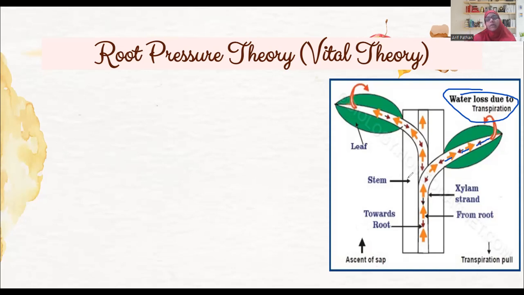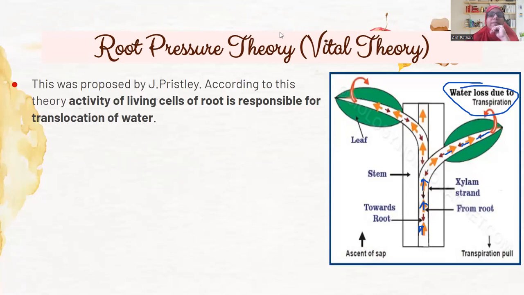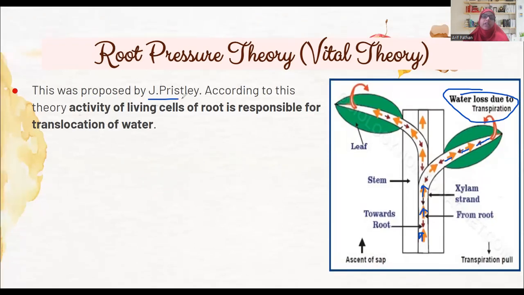Water is getting lost automatically, so the lower parts will demand more water. The lower parts will demand more water. So there will be a pressure on the root. The root has to create that environment of continuous supply of water. So that is why the theory is telling you root pressure. Basically, this was proposed by scientist Priestley. According to this theory, activity of living cells of root is responsible for translocation of water.